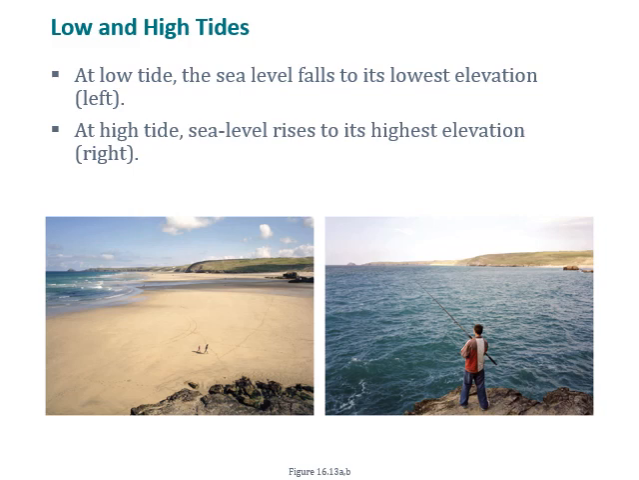At low tide, sea level falls to its lowest elevation, shown on the picture on the left. At high tide, sea level rises to its highest elevation, which is the picture on the right. This is actually the same location at different times of day, at the extreme low and extreme high tides.